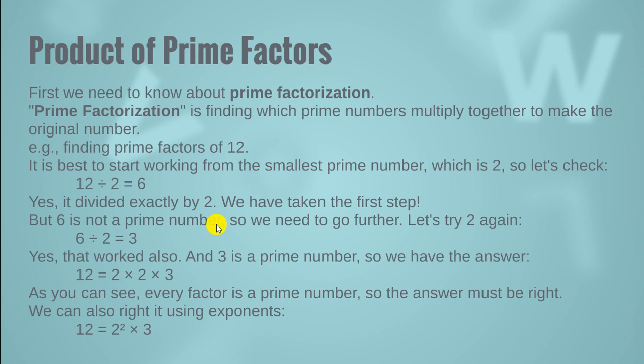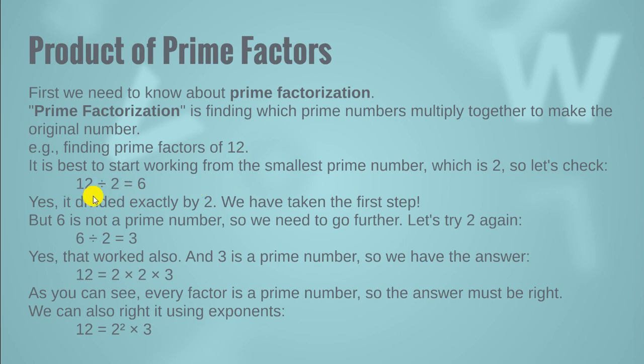Here is an important topic, that is product of prime factors. First we need to know about prime factorization. Prime factorization is finding which prime numbers multiply together to make the original number. For example, finding the prime factors of 12. It is best to start working from the smallest prime number, which is 2.